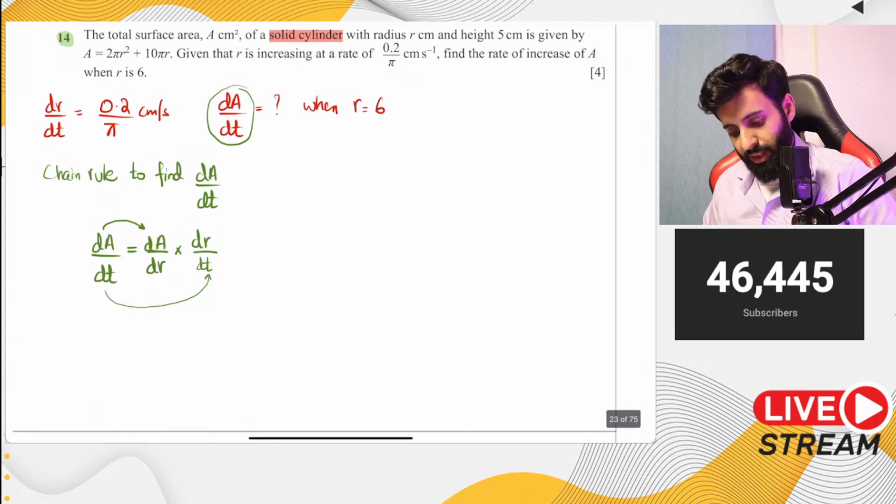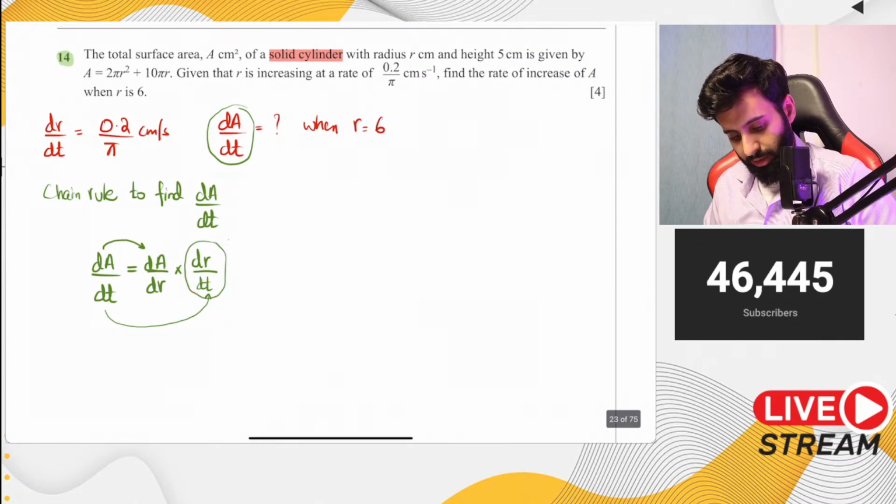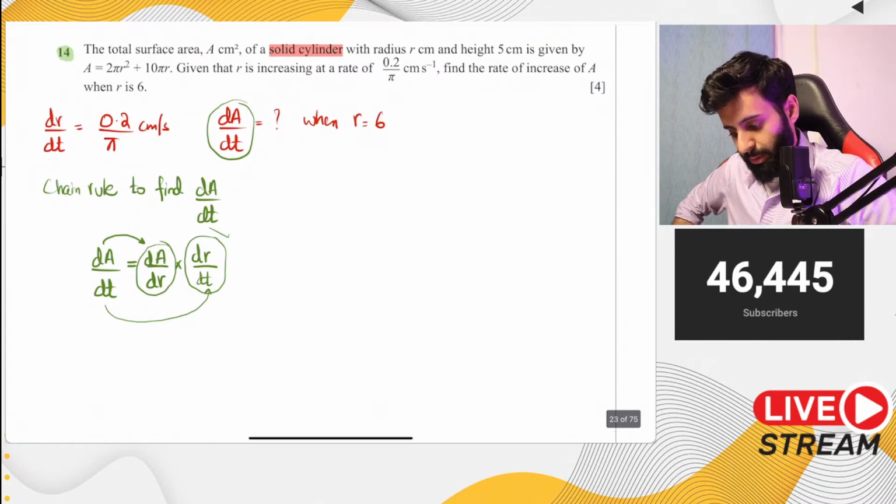Now, as far as dr upon dt goes, that's something we already have, so we don't have to worry about that. Let's put a check mark there. What we have to worry about is actually dA upon dr. That's what we have to find. How do we find that out?